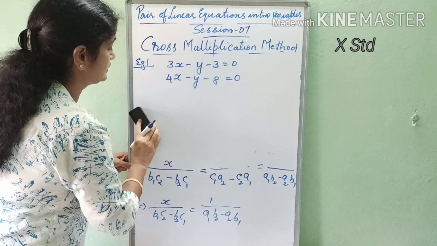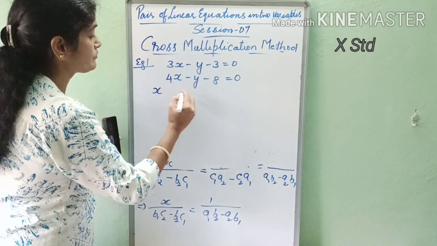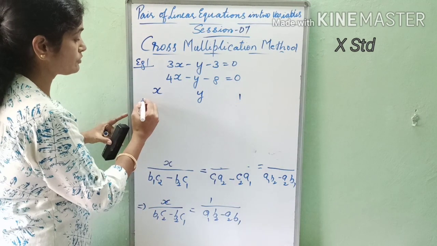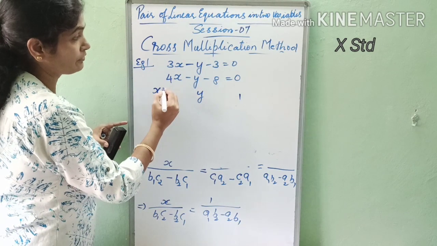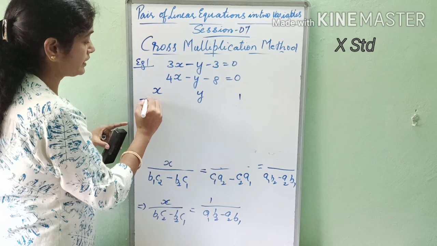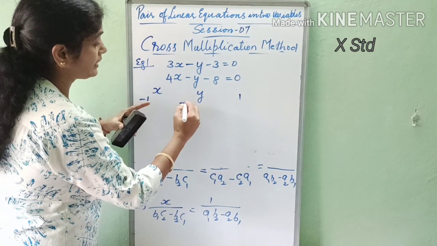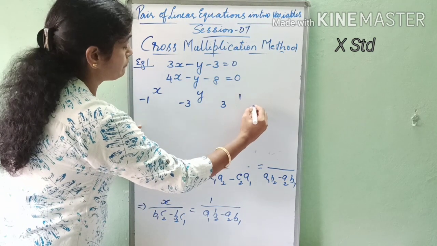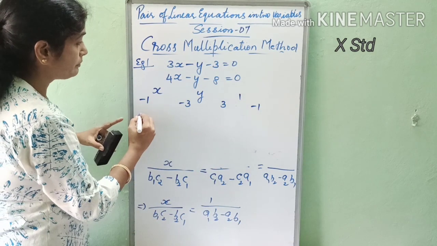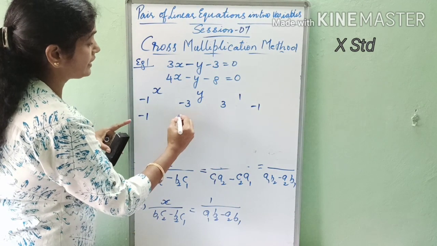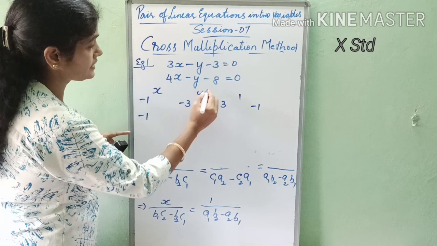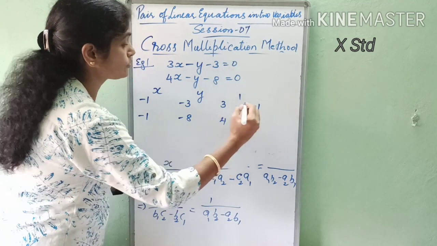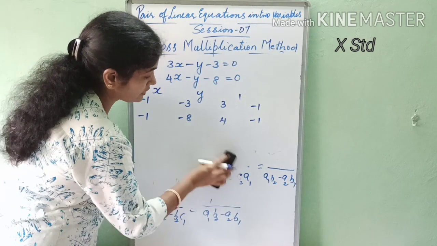In this way, we'll write here x, y, 1. So b1, c1, a1 coefficients are to be written. b1 is minus 1, then c1 is minus 3, then a1 is 3, then here again b1 minus 1, then below b2 minus 1, then c2 is minus 8, and here a2, and again here b2. Fine.